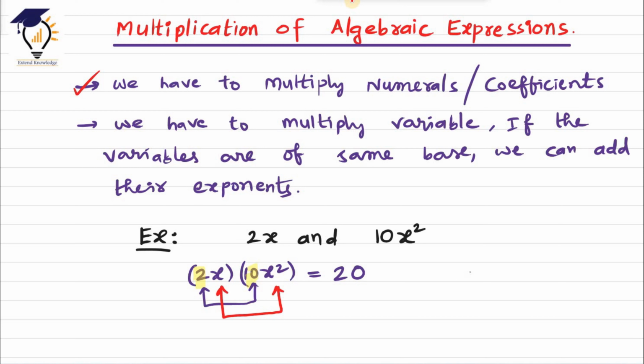Look at the variables. What is the variable here? x. What is the exponent of the first x? It is 1. What is the exponent of the second x? 2. So when we are multiplying the variables with the same base, we have to add the exponents. So 1 plus 2 is 3. So here we have to write x to the power of 3. This is the multiplication of the two terms 2x and 10x square.